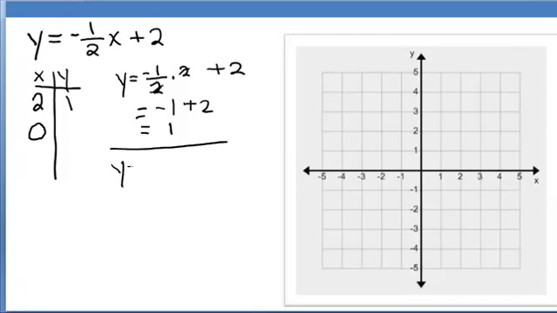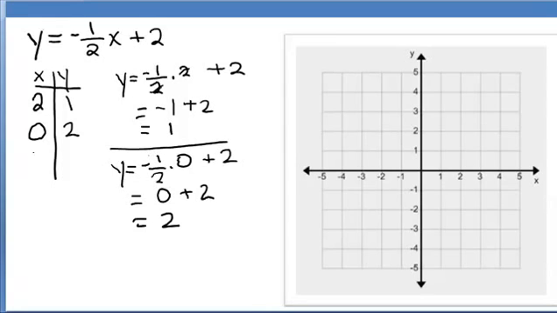So negative 1/2 times the 0 will give us 0 here. 0 plus 2 will give us 2. So 0, 2 makes it true. And we just need one more point to graph this one.